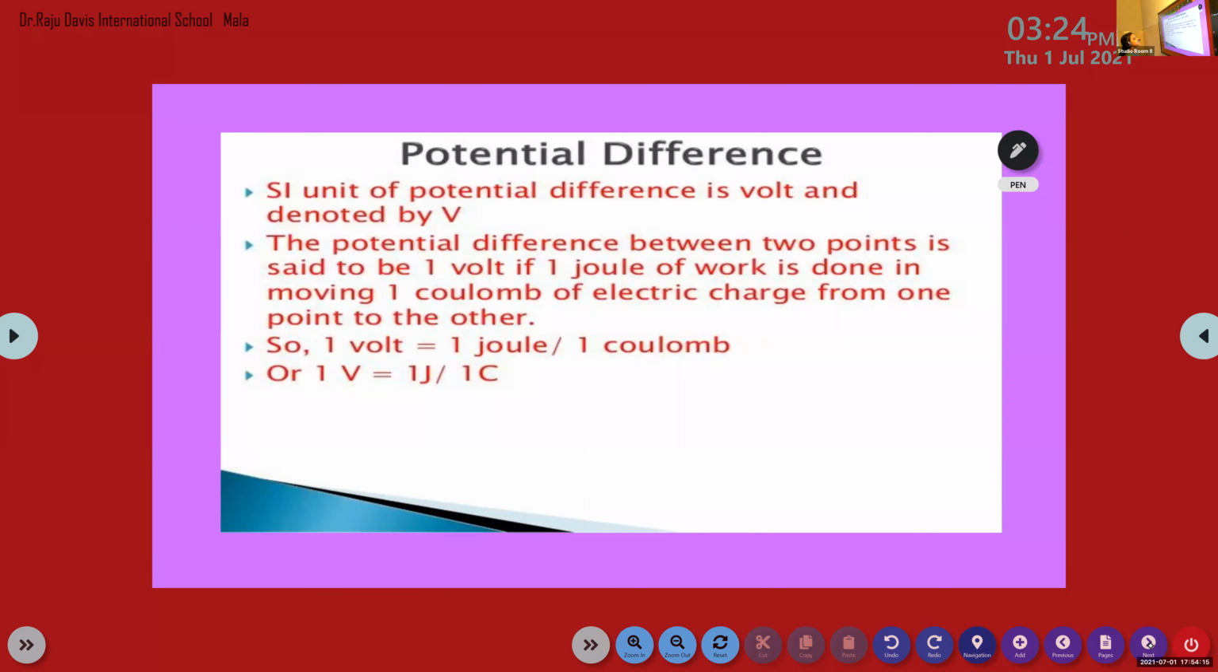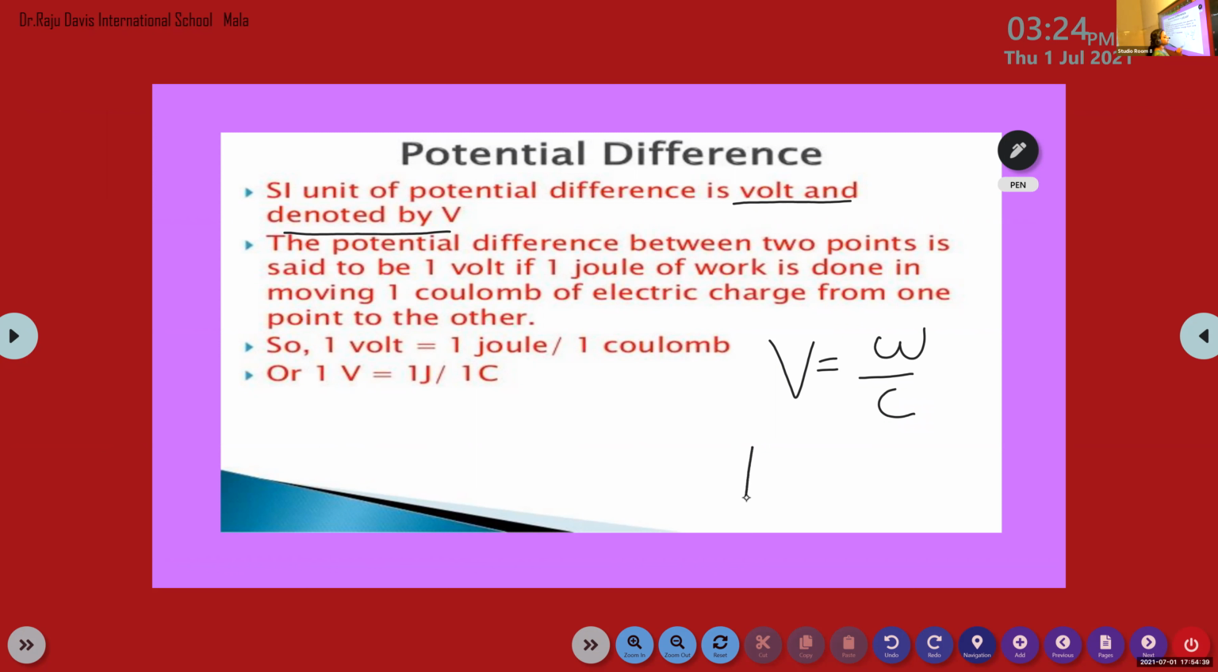The SI unit of potential difference is volt and it is denoted by V. This is named after Alessandro Volta, who discovered the electric cell. And here we know that V is equal to W by Q.